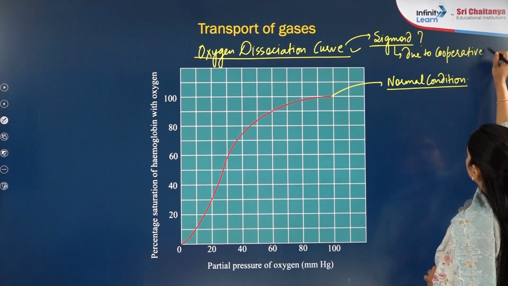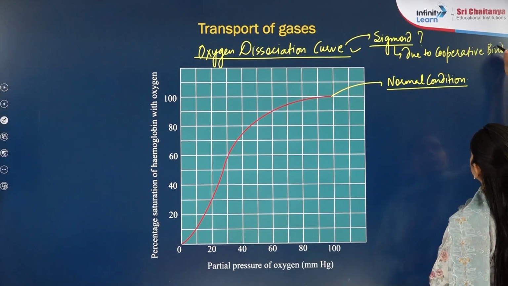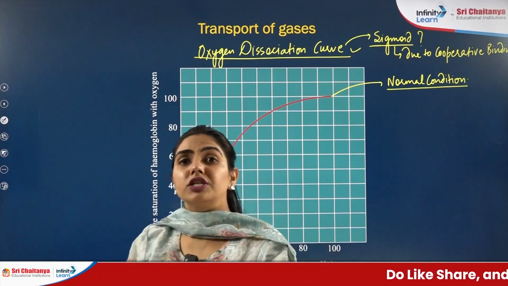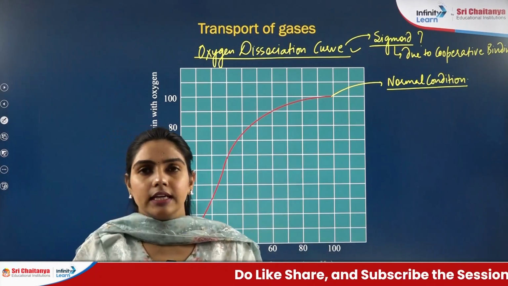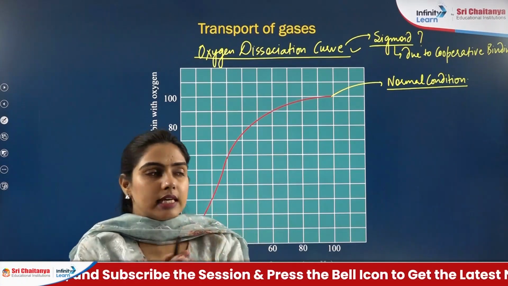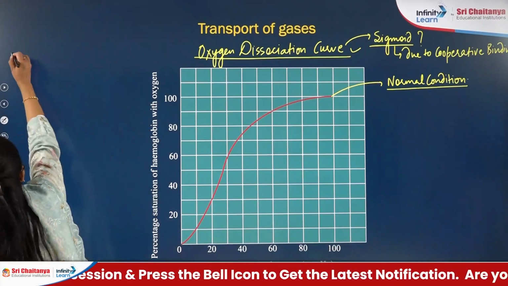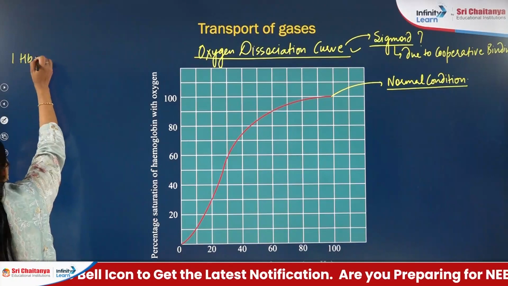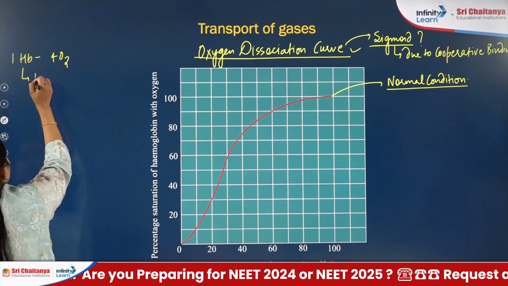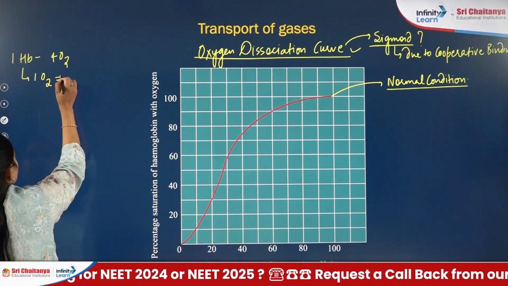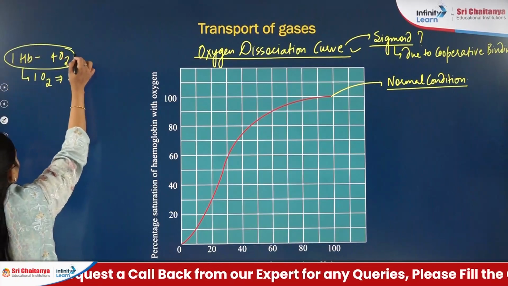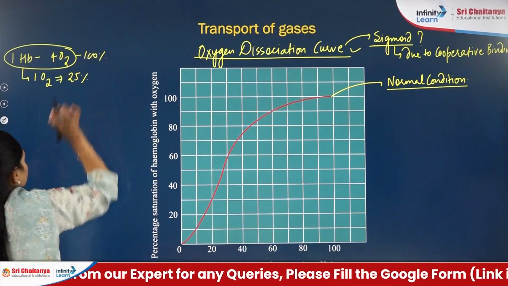What is the meaning of cooperative binding? See, what is the meaning of cooperation? Cooperation means help, right? When one oxygen is bound to one hemoglobin, see, in one hemoglobin how many oxygens can bind? To one hemoglobin, 4 oxygens can bind. So when 1 oxygen is bound, there will be 25% saturation, because when 4 are bound, there will be 100% saturation, right?